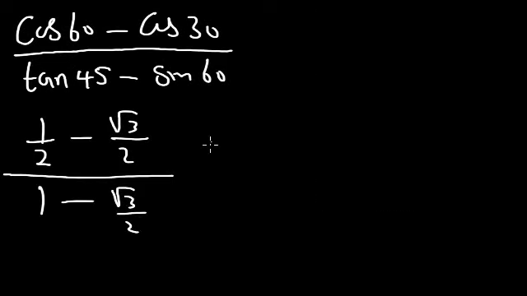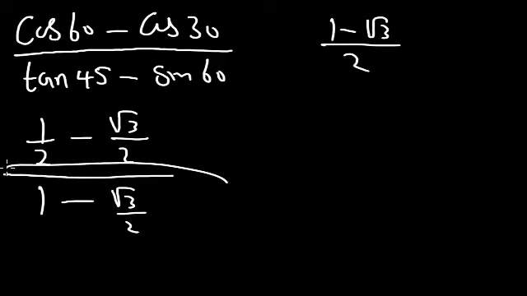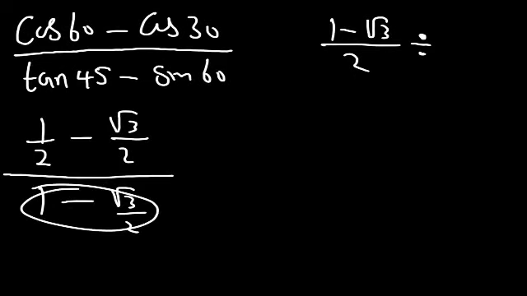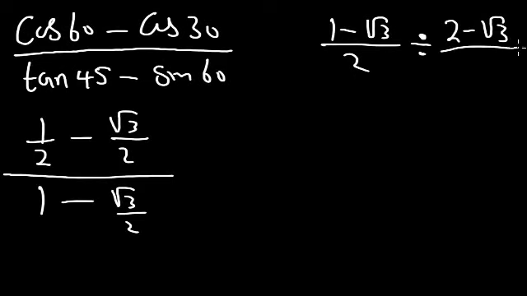So for now, let me just combine the numerator first. It turns out that the LCM of these are the same, they're like terms. I can just subtract. So the numerator should be 1 minus root 3, all divided by 2. I would like to change this number line division into a regular division to keep things straightforward. And what about 1 minus root 3 over 2? That should be 2 minus root 3, all divided by 2.